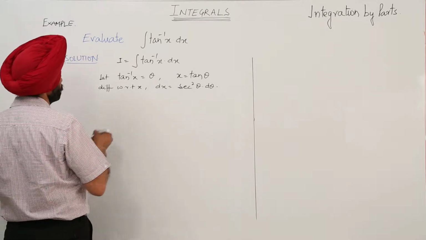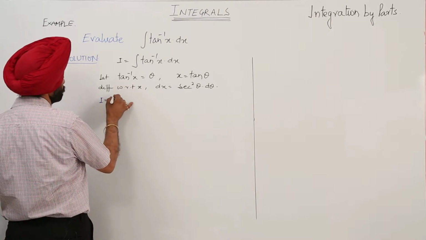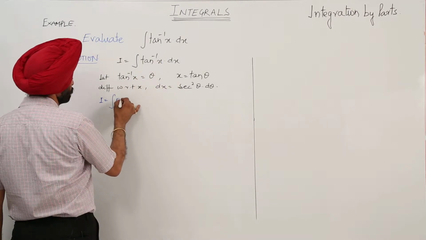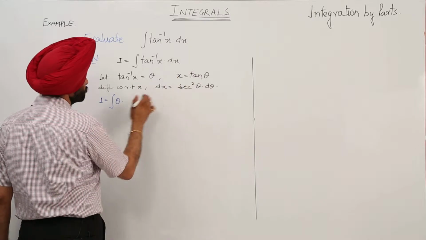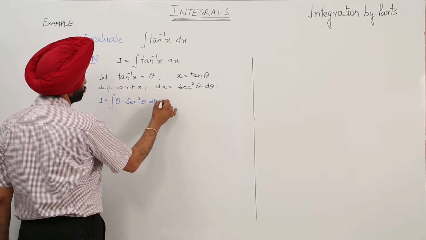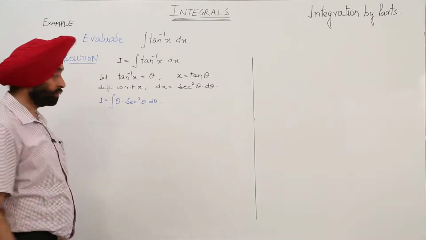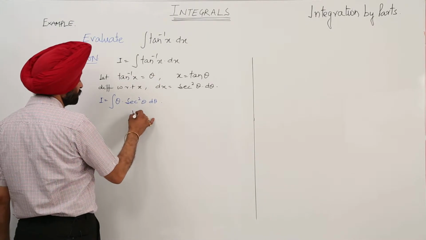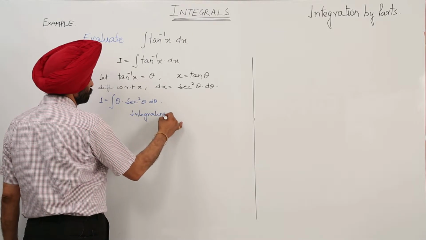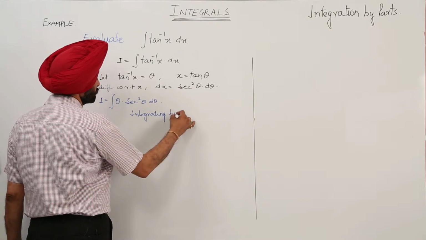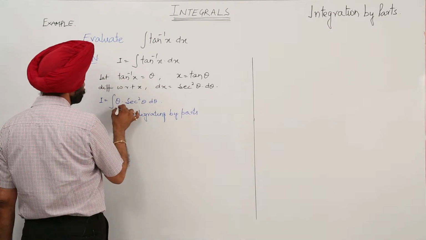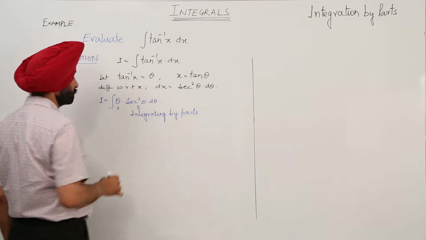Now we are having integration of tan inverse x, which is theta, and dx is what? Secant square theta d theta. Is it clear? Now integrating by parts, taking this as the first and this as the second function.